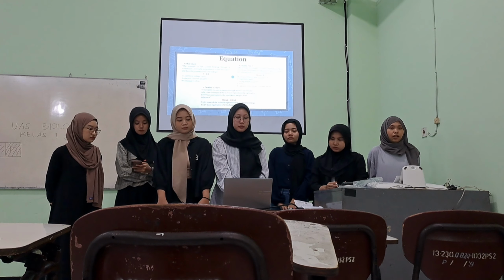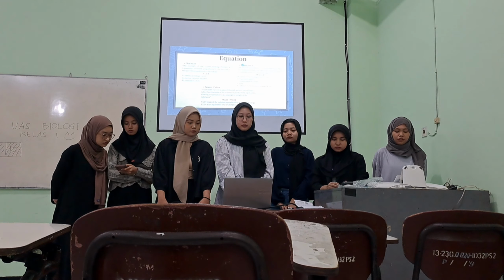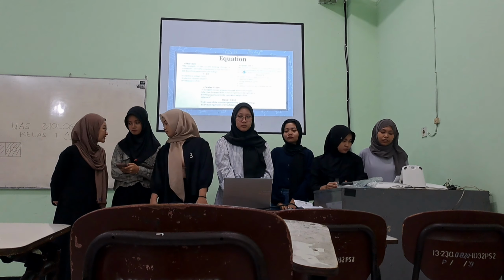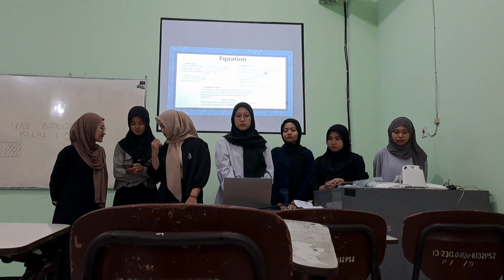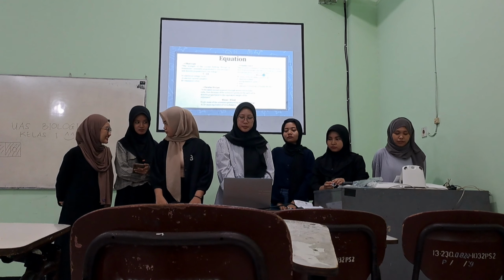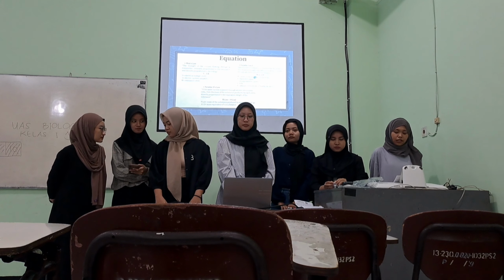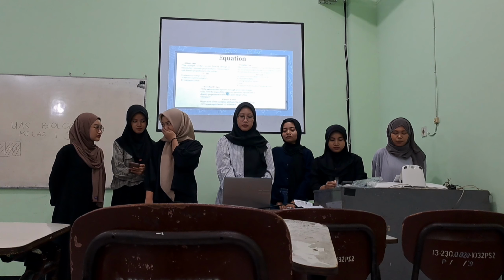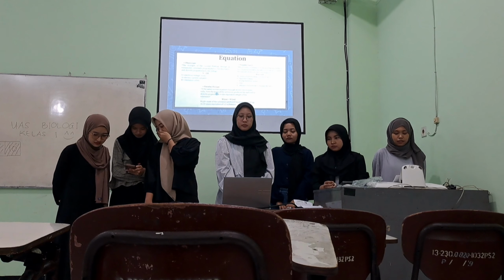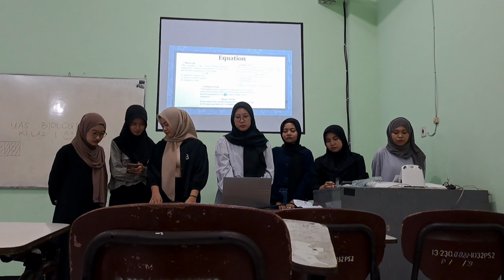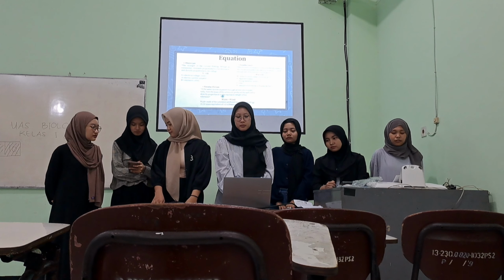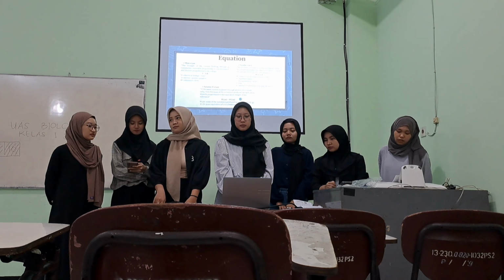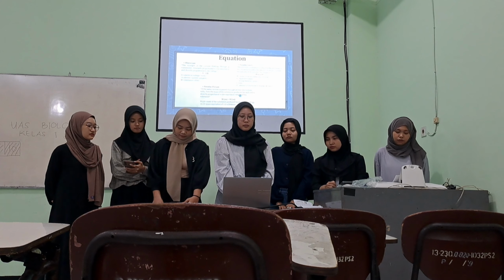So for Faraday's law 1, it states the amount of substance produced at the electrode is directly proportional to the amount of electric current that passes through. And Faraday's law 2 states if the same current is passed through several electrolysis cells, then the mass of the substance produced by each cell is directly proportional to the equivalent weight of the substance. This is the equation of Faraday's law.